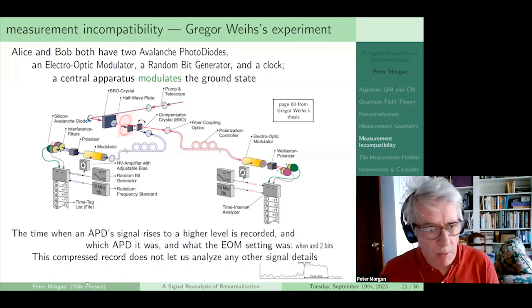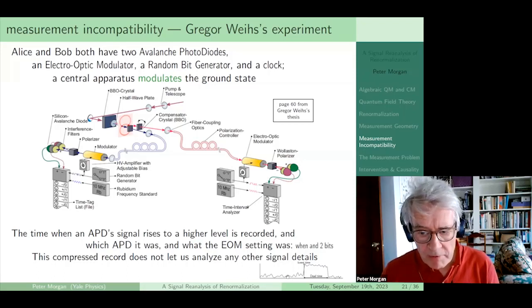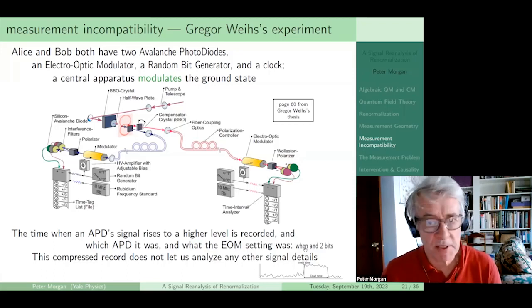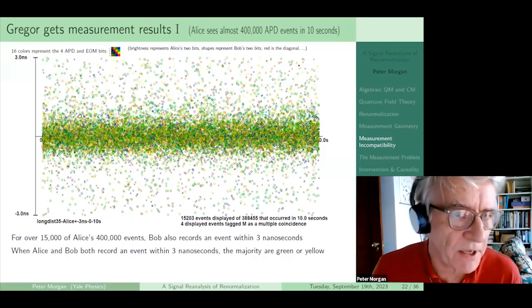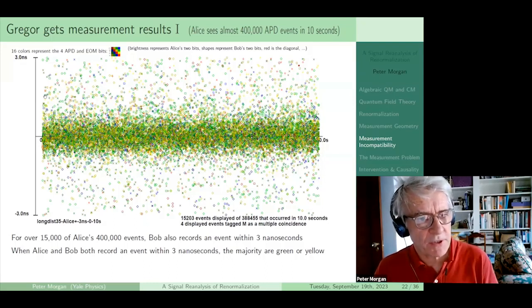It doesn't say anything about what the signal details out of the avalanche photodiode are. We could be recording every few picoseconds, but we don't. We just record the event time. And of course, that's enough for his purposes in the 1990s. So this is the actual data from one particular run of his experiment, in which Alice saw 400,000 events.